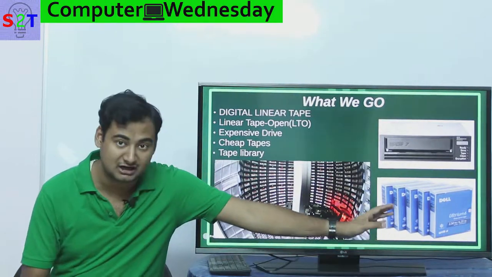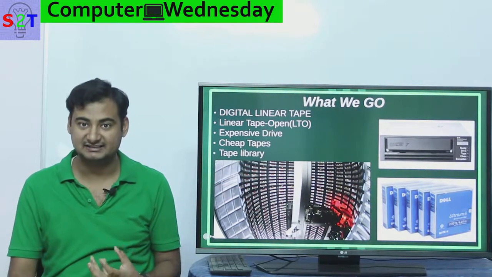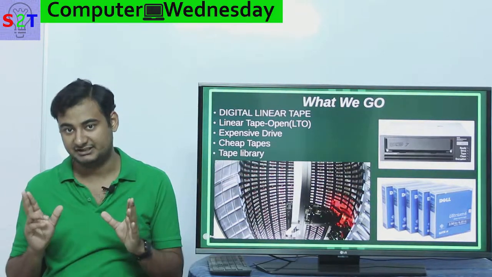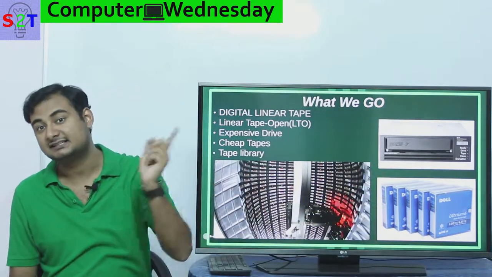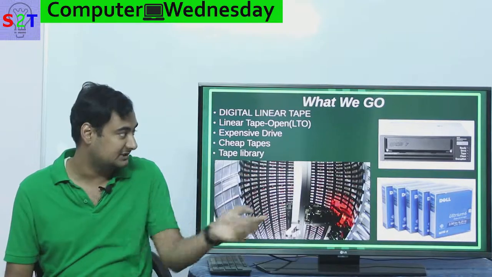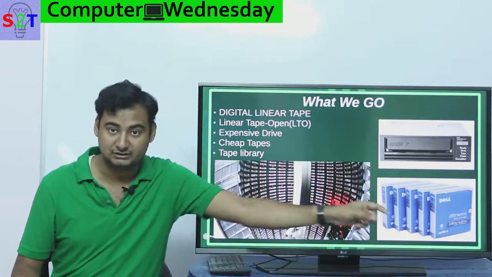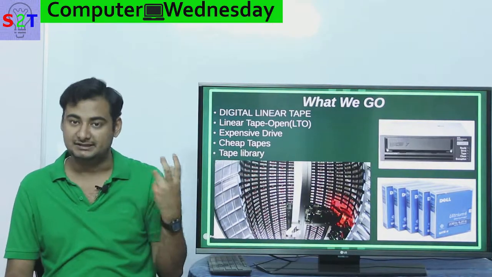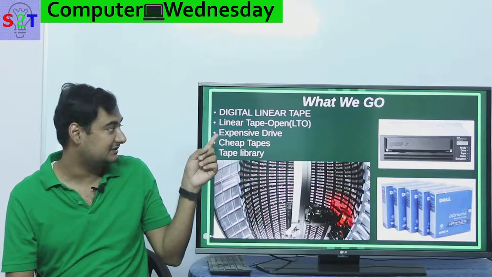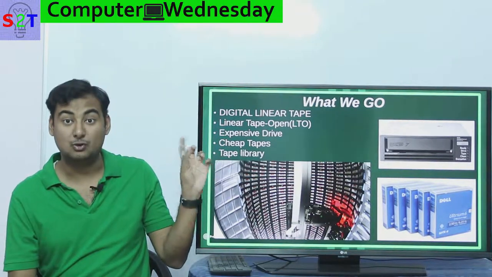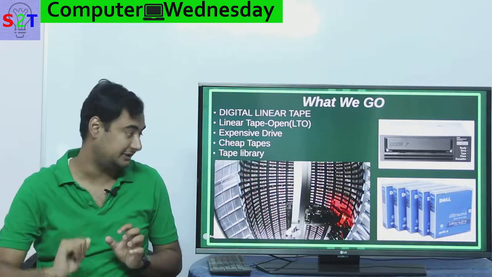It comes in cartridges like that, and it has only one spool. If you remember cassettes or VCR VHS tapes, they have two spools. So basically what they are doing is giving you one spool, and the second spool would be in your drive. So if you see them, it has only one rotating point, because it only needs to unspool. That's why it's called linear tape open. That is the open aspect of it, as in the second spool is outside the tape.